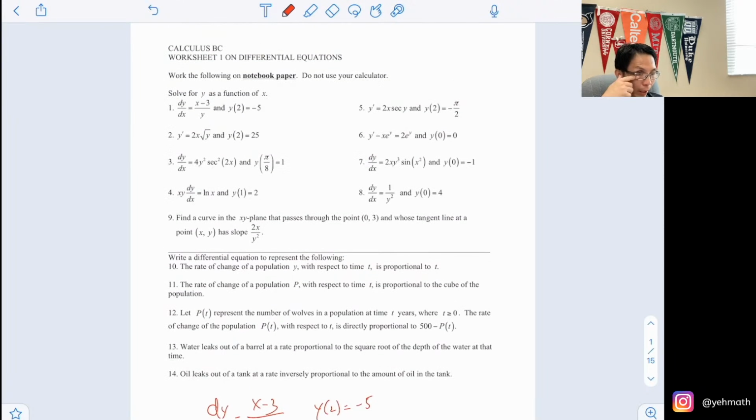So again, they say what? Solve for y. Again, they can say find the differential equation, find the general solution, find the particular solution. They all mean the same exact thing.